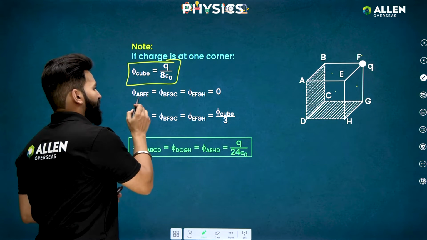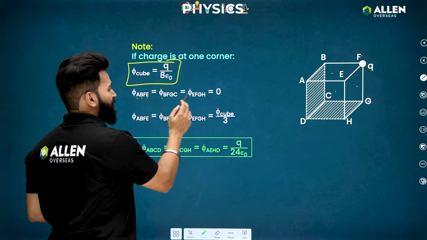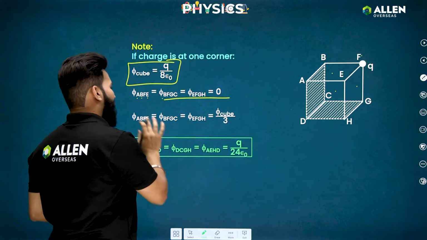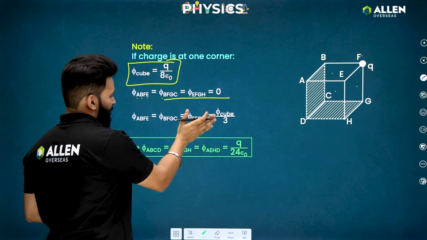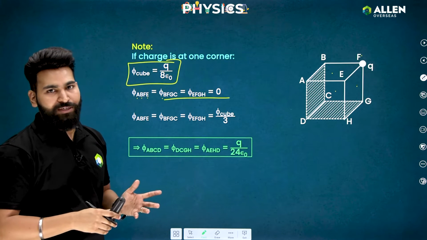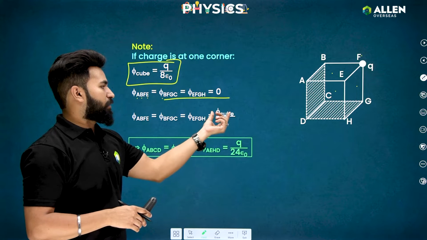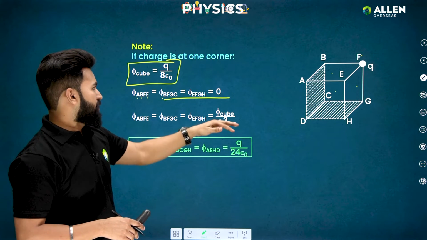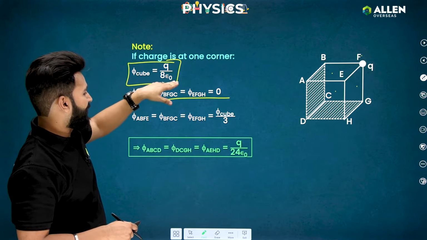So I can say the flux through ABFE, BFGC and EFGH will be 0, and the flux through the other three remaining surfaces will be equally distributed among them. So it will be the total flux of the cube divided by 3. The total flux of the cube was Q by 8 epsilon naught.